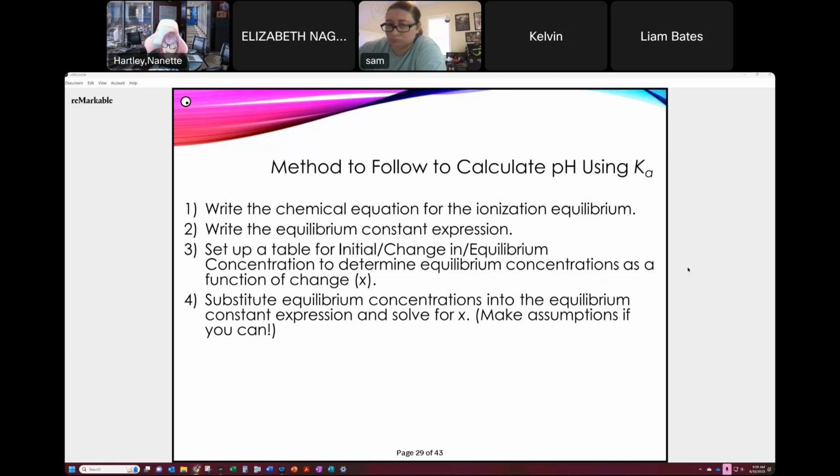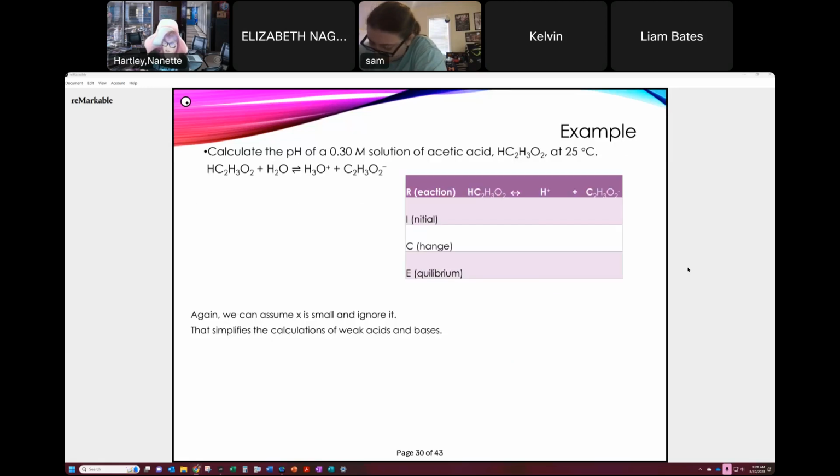So I've just written down a couple of steps. This is what goes on in my head when I do this, so I thought it might be helpful to specify that. When I calculate pH using Ka, I write the equilibrium equation for the ionization. I write the equilibrium constant expression. I set up my ICE table and look at my X's, the change, substitute any equilibrium concentrations into the equilibrium constant expression and solve for X. And make assumptions if you can. In your case, we always do.